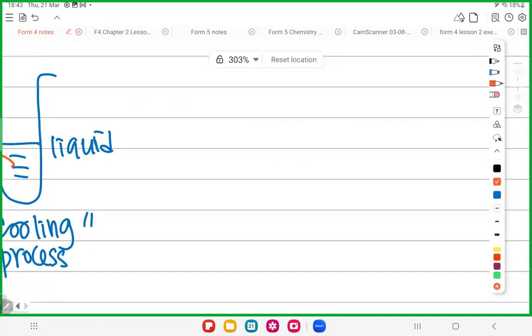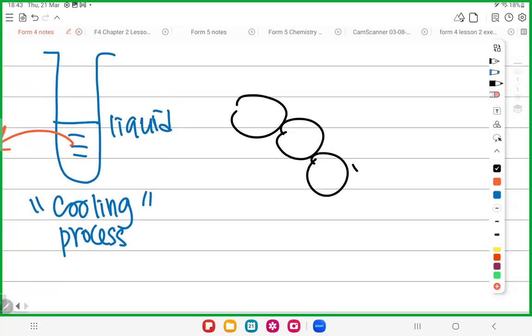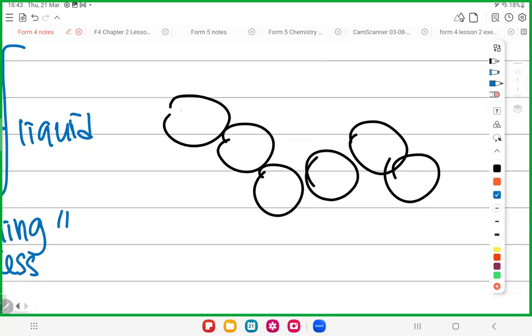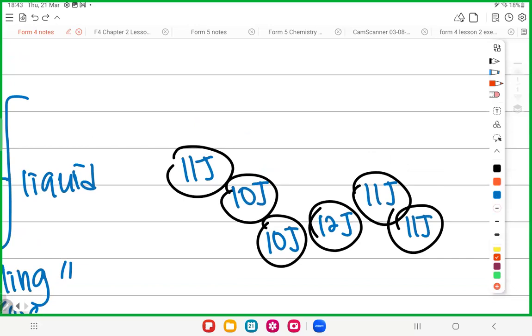Imagine this, everyone. How does the liquid look? The liquid looks like this. Let's say all the liquid particles have energy. Again, this energy is called kinetic energy. So let's say this is the energy for the liquid. Now when we do the cooling process, what happens?